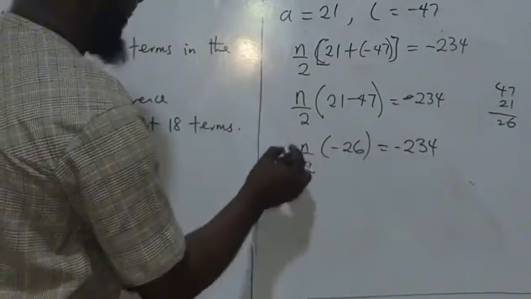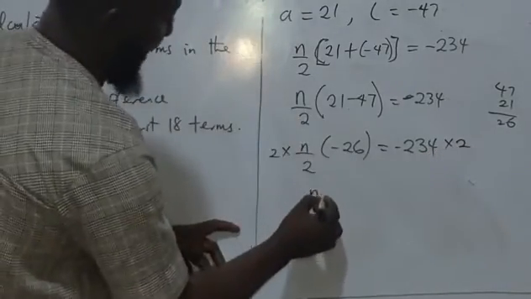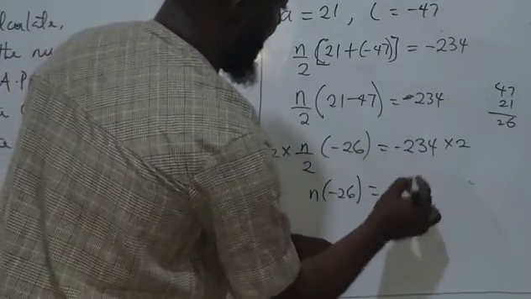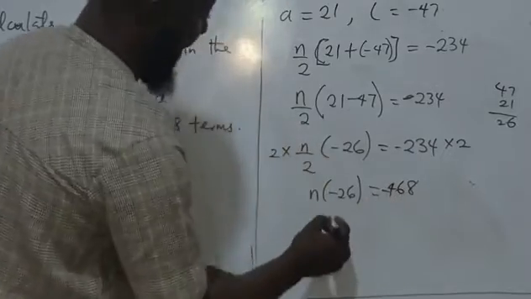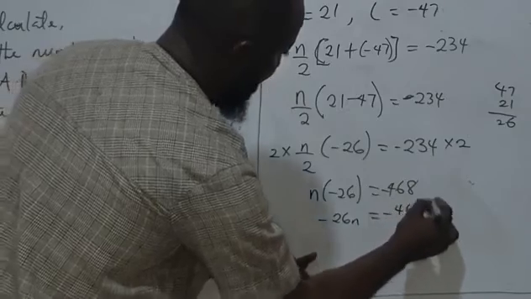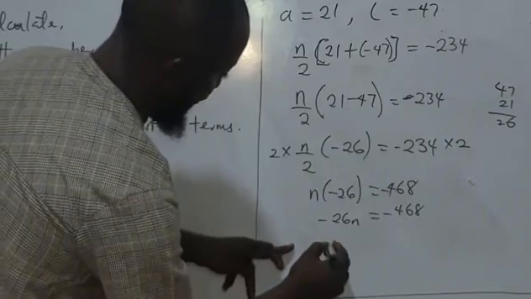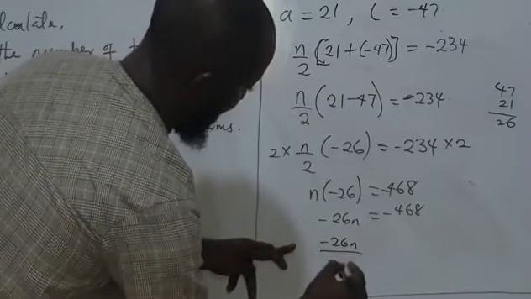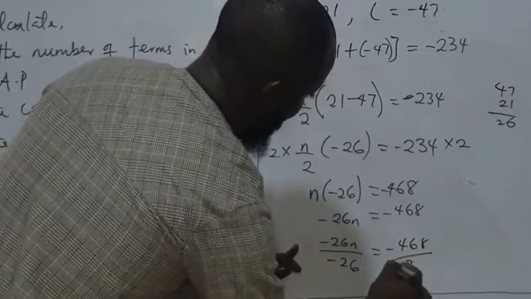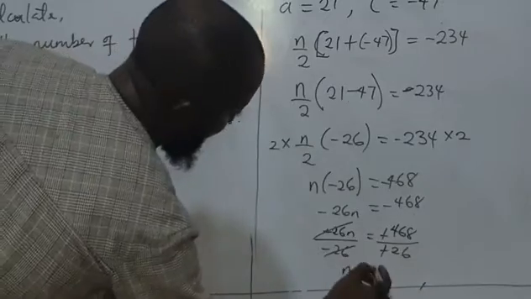So we multiply both sides by 2 to cancel out the fraction. So that is going to have n into minus 26 equals 2 times 234, that is 468. So we have minus 26n equals what? Minus 468. So we are looking for n. So we divide both sides by minus 26. That's minus 26n divided by minus 26 equals minus 468 divided by minus 26. So this cancels this. Then n will be what? 468 divided by 26 will give you what?